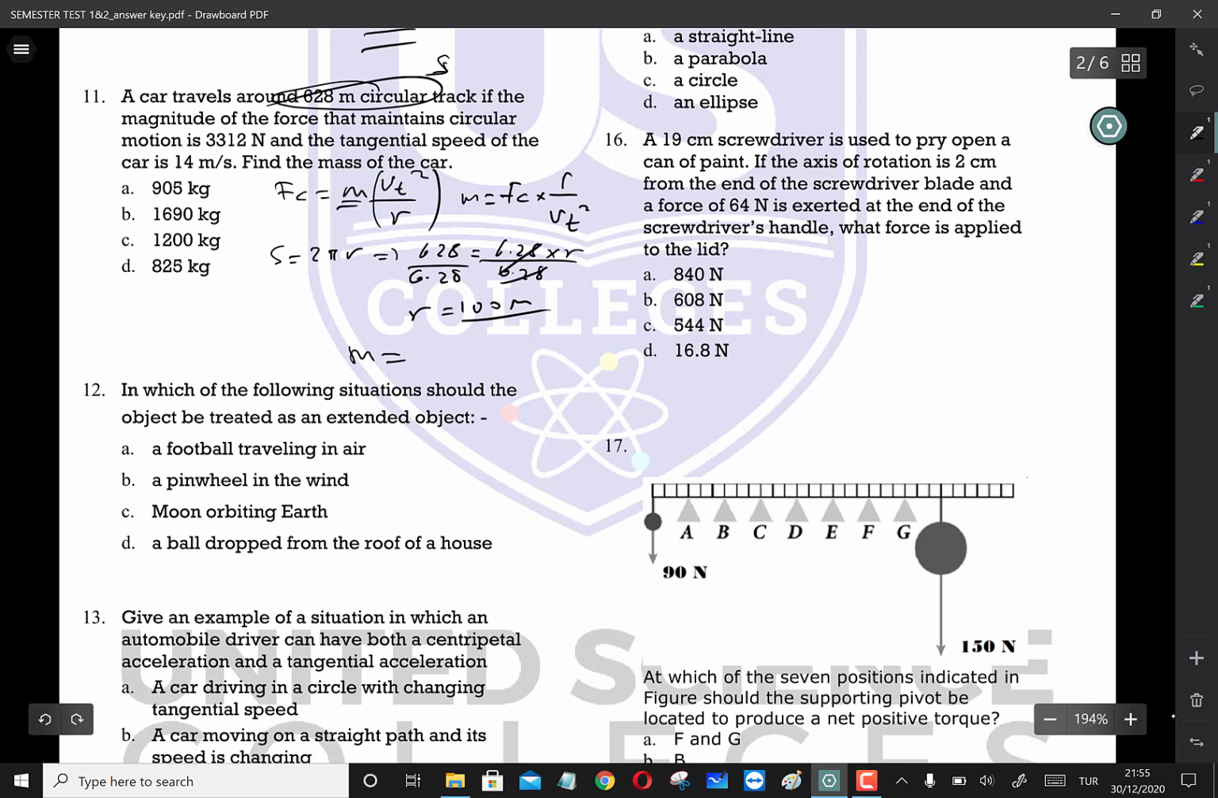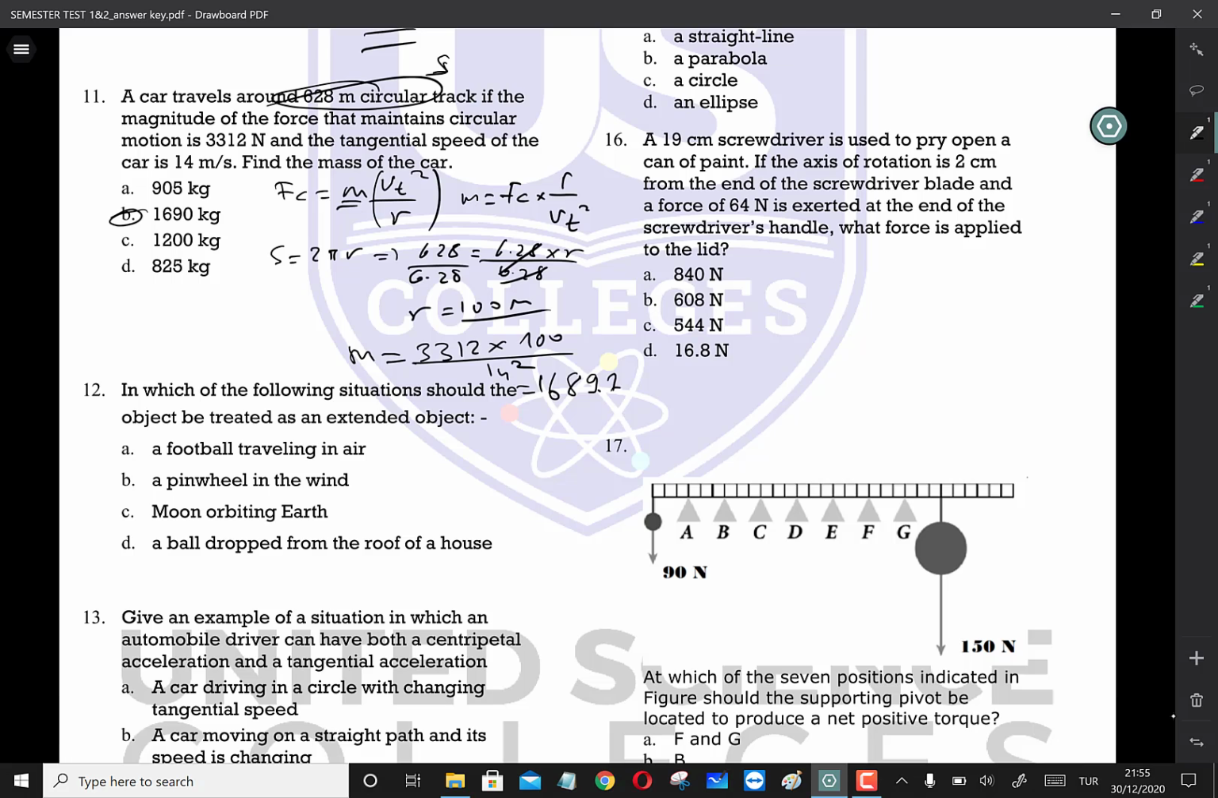Then calculate now m. Fc multiplied by r. Fc is 3312 multiplied by r, which is 100, divided by vt squared, which is 14 squared. So let's do it. 3312 multiplied by 100 divided by 14 squared is equal to 1689.7, about 1690. This is B.